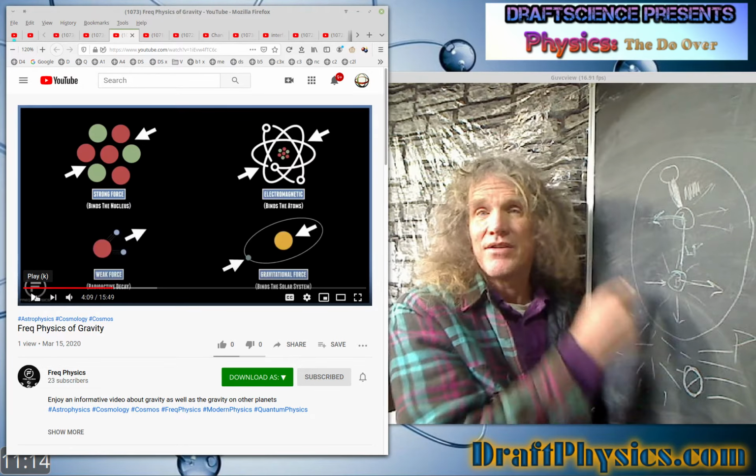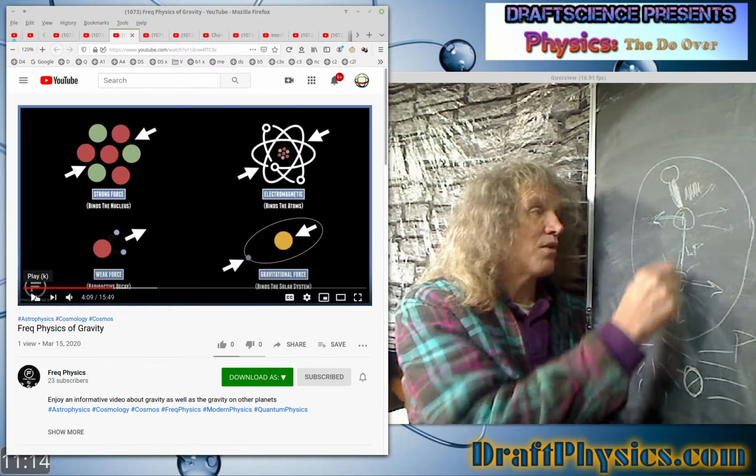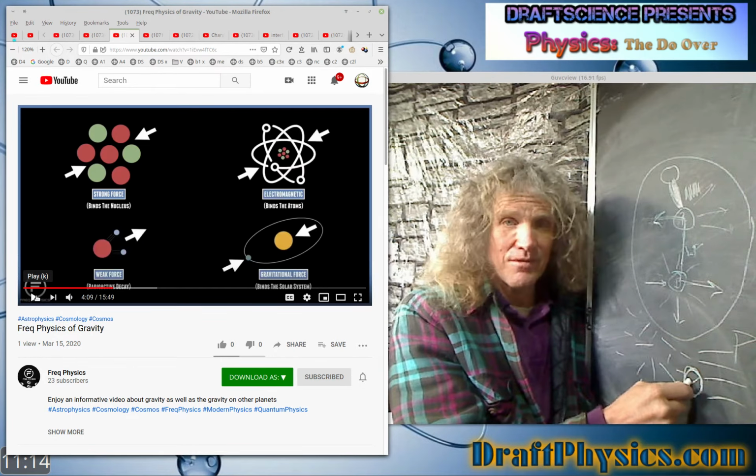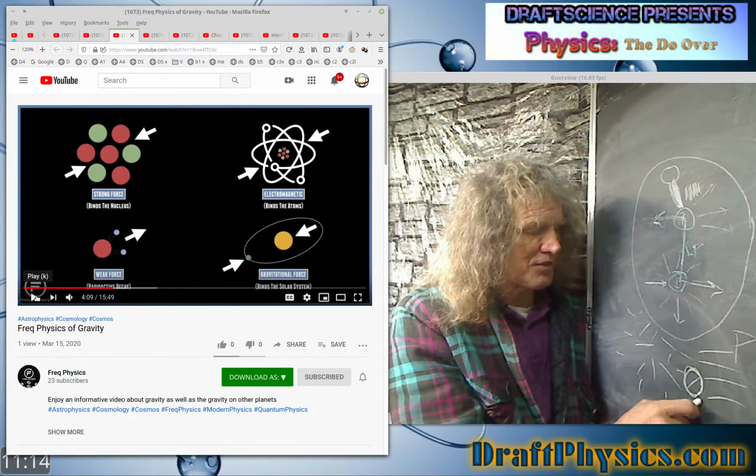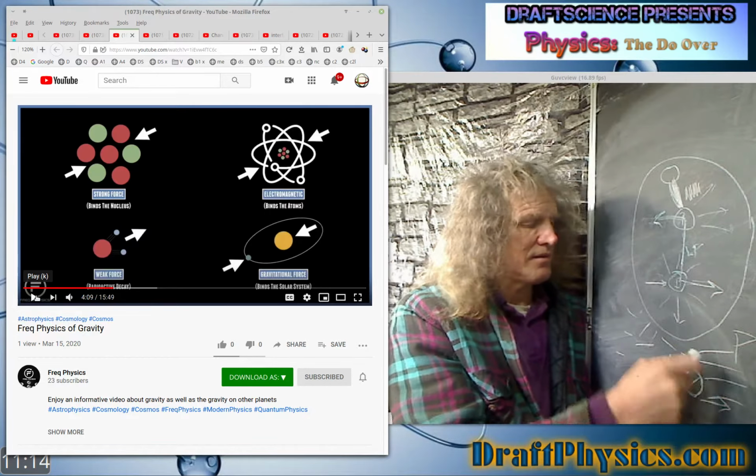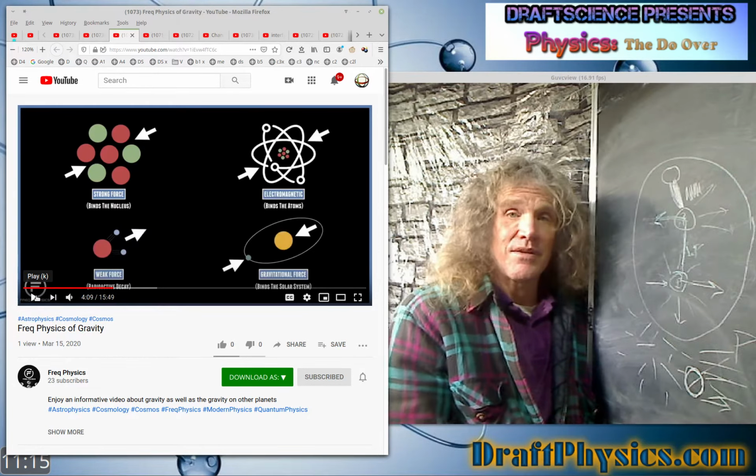So that's why there's a huge difference between the force of charge and the force of gravity, because gravity is just going to measure movement. The radial force is irrelevant.